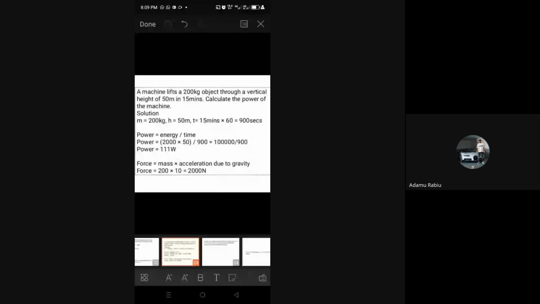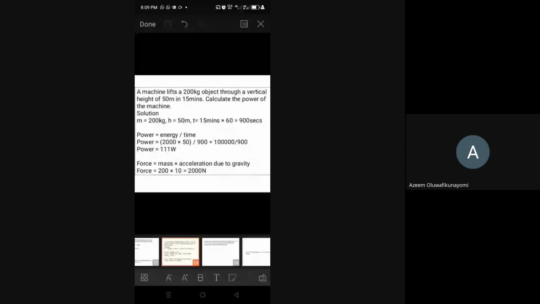Let me solve it. If you want to calculate force, force is mass times acceleration. That will be 50 times 10, that will be 500 Newton. So force times distance will now be 500 times 15, divided by time. Your time was given to be 5 minutes.